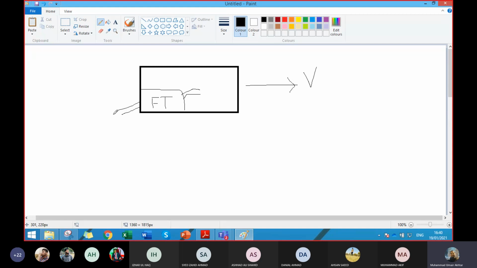Let's say this is the vehicle. You will see that when the vehicle is moving with velocity V, the control volume will also move with velocity V, right? Let's say the velocity of the control volume is VCV and the velocity of the vehicle is V. But now the control volume is moving. So how to tackle that problem?